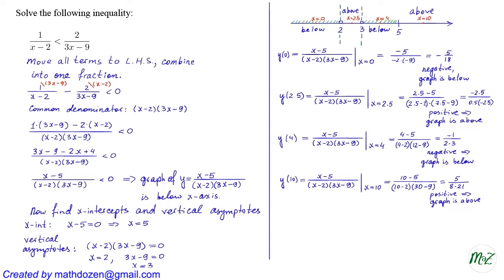So now, remember we're solving the inequality less than 0, so we're looking for the places where the graph is below the x-axis. And that's the interval from negative infinity to 2 and the interval from 3 to 5. So the solution set to that inequality is the interval from negative infinity to 2, joined with the interval from 3 to 5.